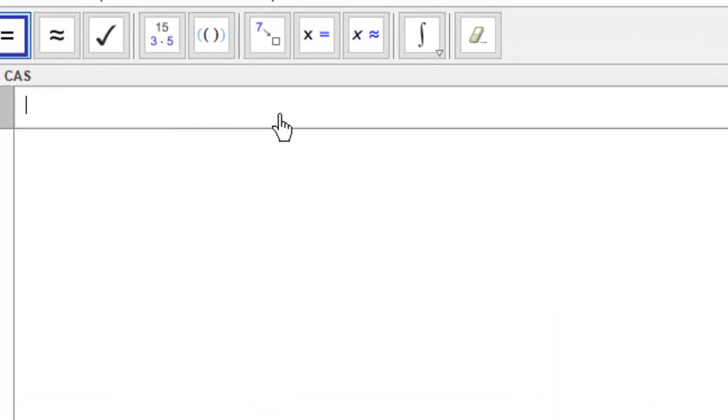We go to 1. From the keyboard, we have 1 over, into bracket, square root. So to type the square root, sqrt into bracket, then 1 plus x. So this is what we want to evaluate.